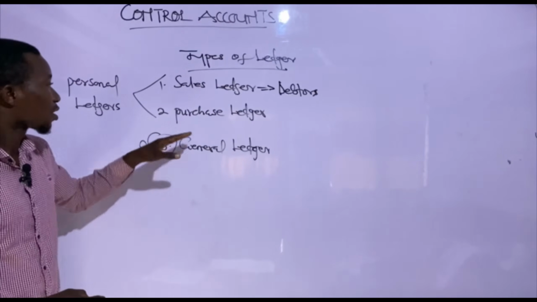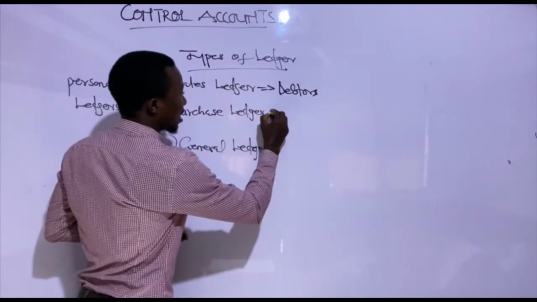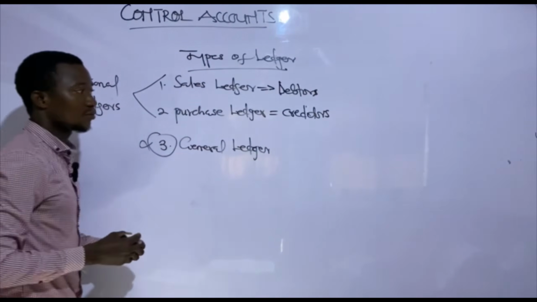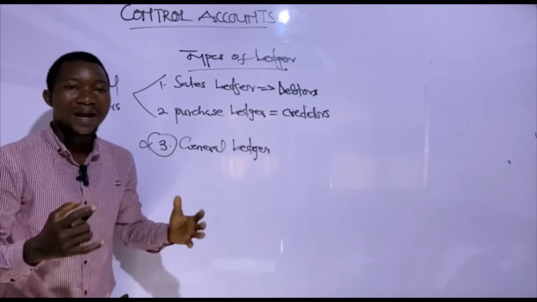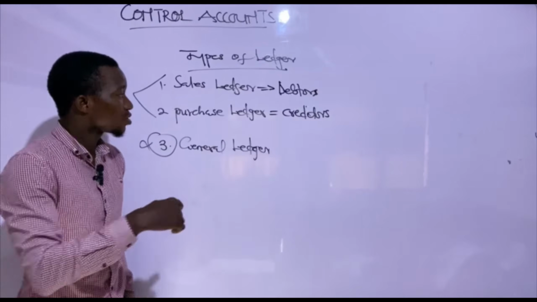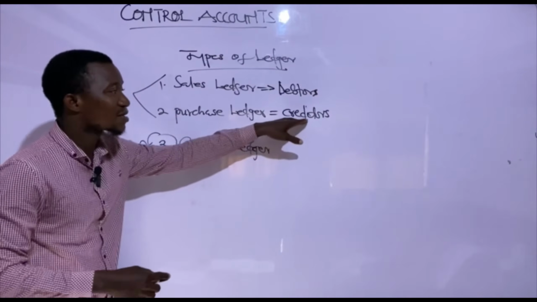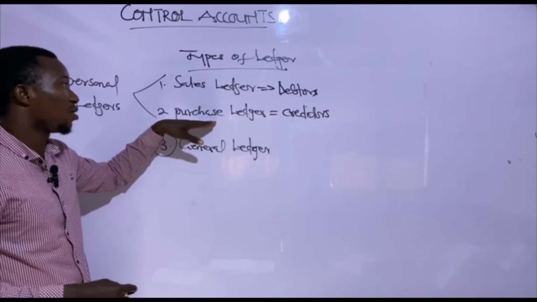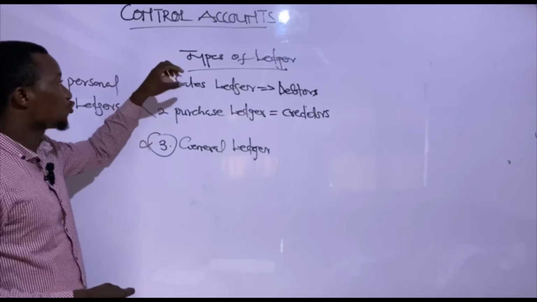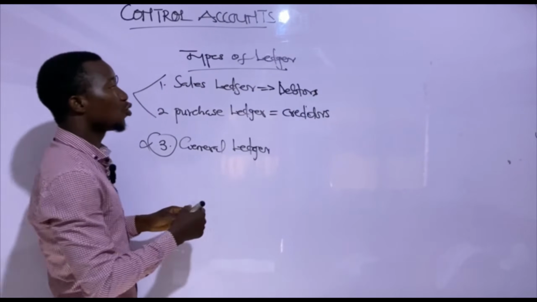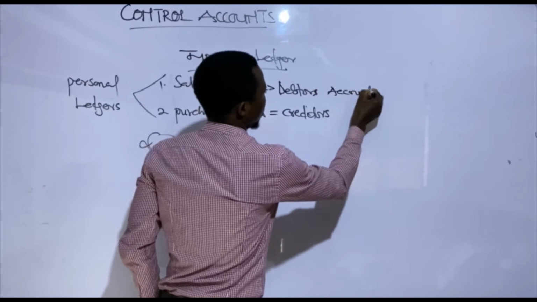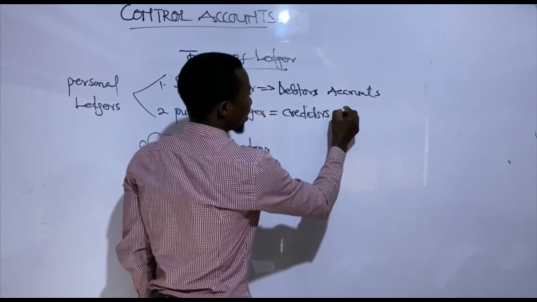On the other hand, purchases ledger contains accounts of creditors. Good. And creditors are suppliers that the business made purchases from on credit, and those suppliers are considered as creditors. So all creditors accounts are found in the purchases ledger, whereas all debtors accounts are found in the sales ledger. So if we are controlling these two ledgers, it means that we are controlling all the debtors accounts, and we are also controlling all the creditors accounts.